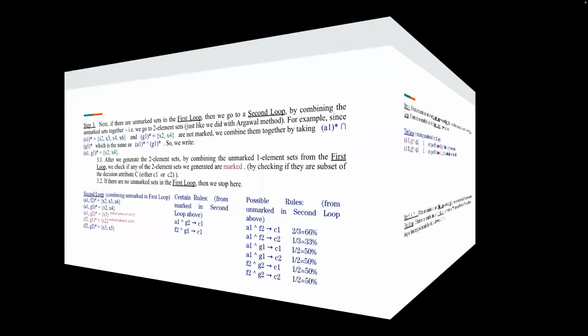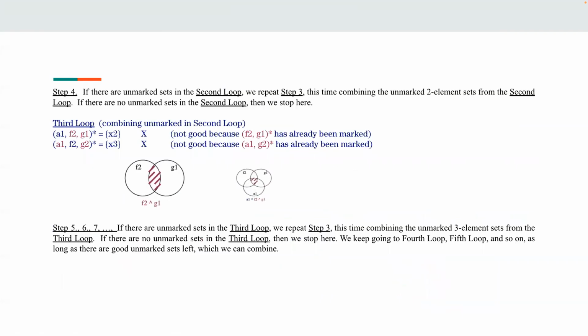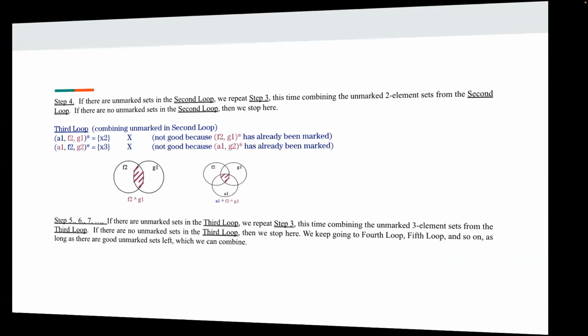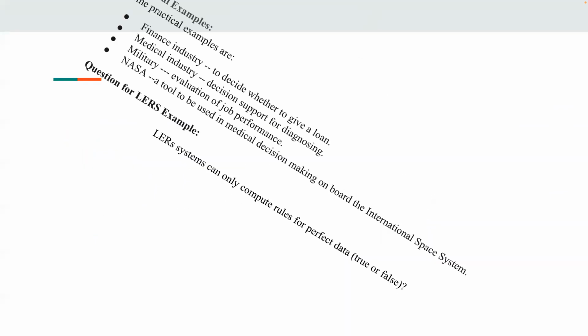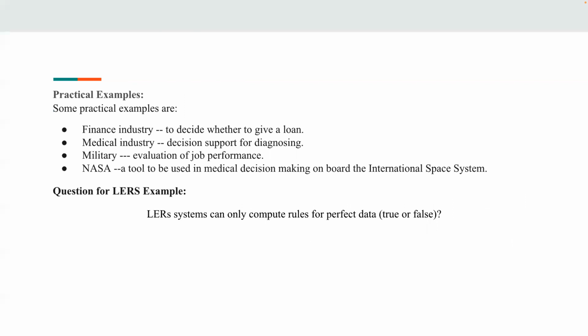Otherwise, we move on to step 4, where we check if there are any unmarked sets in the second loop, that is in step 2, and we repeat step 3 again. This process goes on until we mark all the sets. And this is the process of LERS. Now, LERS is being used in the finance industry to decide whether to give a loan or not, in the medical industry to support diagnostics, and in the military for evaluation of job performance.